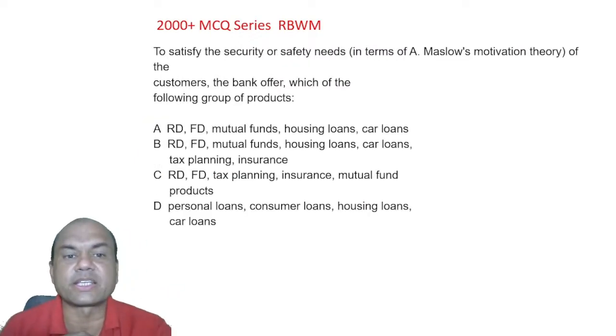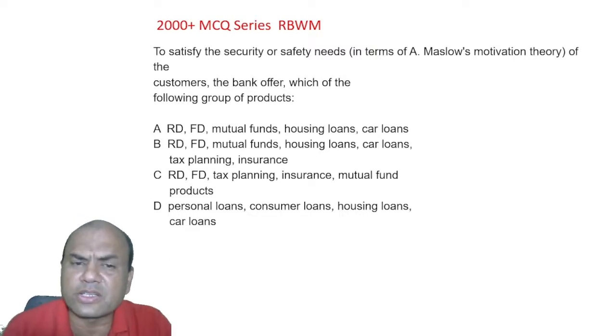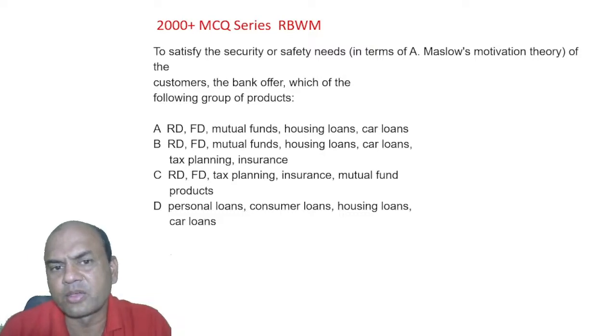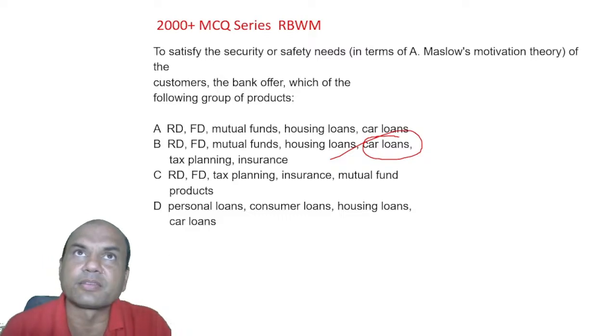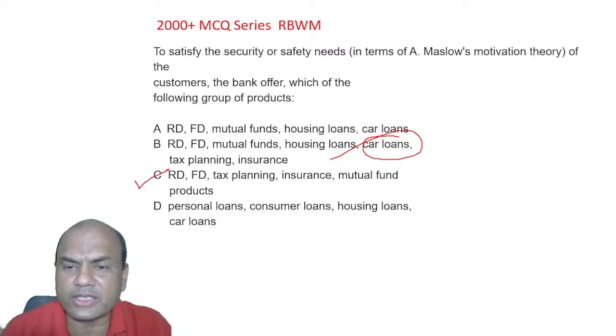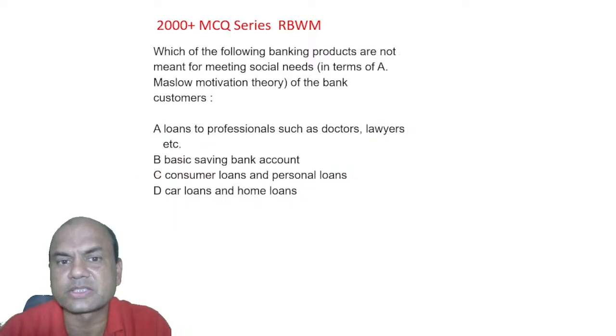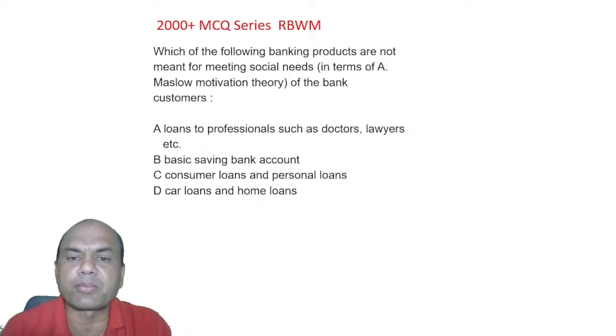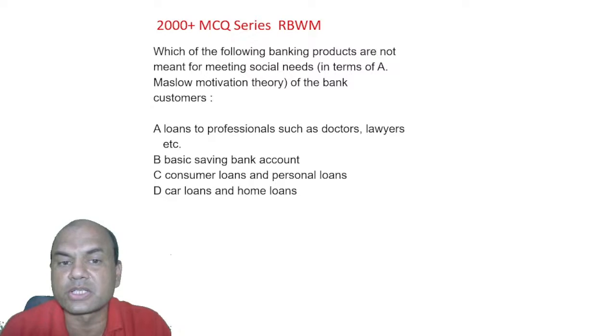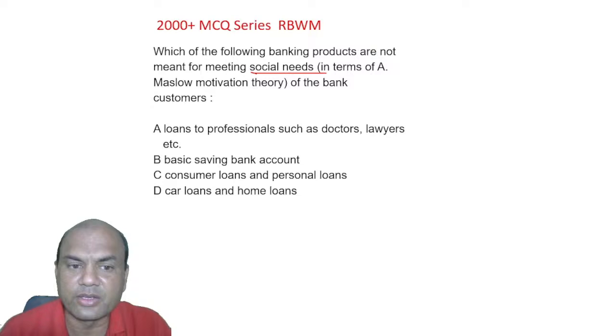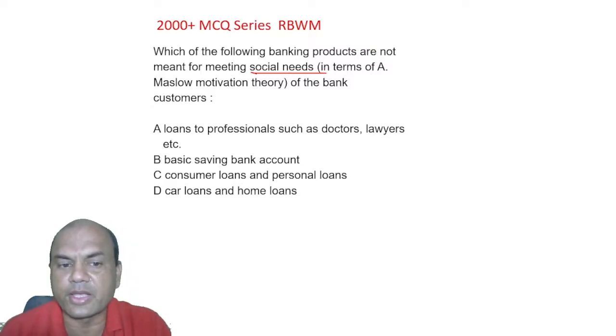Next one, to satisfy the security and safety needs, the customer's bank offers which of the following products? Just now I gave you this, right? Car loan was not there, right? So the answer is everyone. Correct? I want the answers from you now. Which of the following bank products are not meant for meeting social needs? Loan to professional, BSBA, consumer loans, car loans. Yes, it is BSBA.